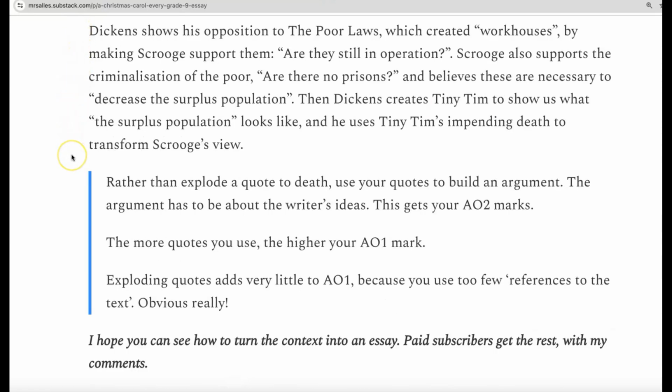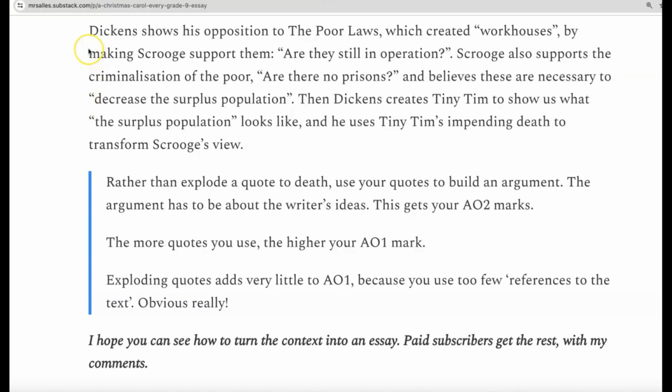Here is an example of context, which isn't just dumped into the essay, it's there to answer the question. Dickens shows his opposition to the poor laws which created workhouses by making Scrooge support them. "Are they still in operation?" Scrooge also supports the criminalisation of the poor. "Are there no prisons?" And believes these are necessary to decrease the surplus population. Then Dickens creates Tiny Tim to show us what the surplus population looks like, and he uses Tiny Tim's impending death to transform Scrooge's view.